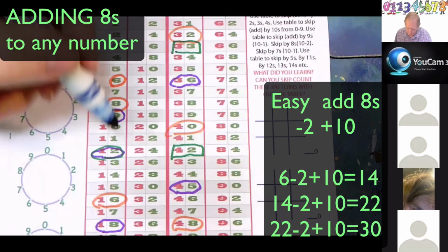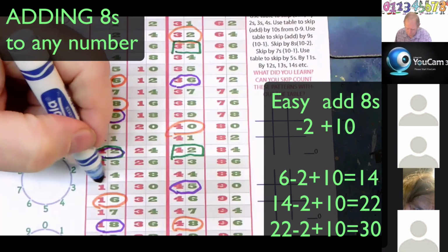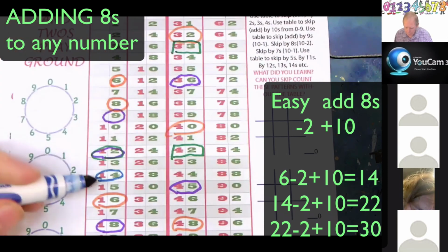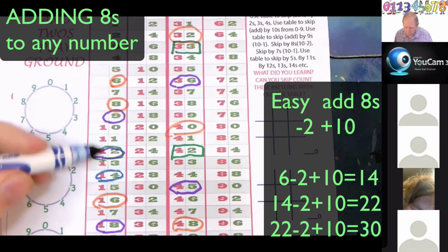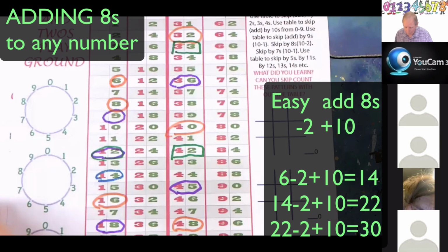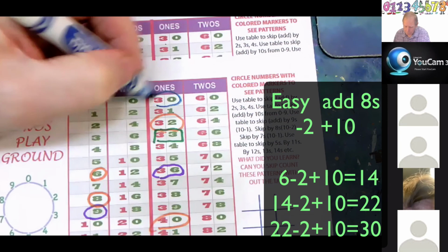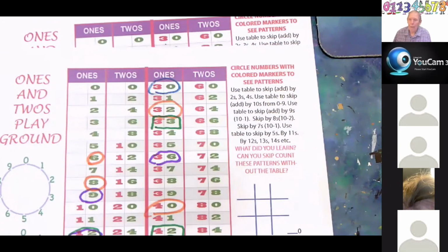So let's go to a different number. Let's do 14 plus 8. Okay, so go down 2 to 12, and add 10 is 22. You've just added 8 by subtracting 2 and add 10. Let's do another one from 22. Go down to 20 and add 10, takes you to 30. So it's really easy to add any number.